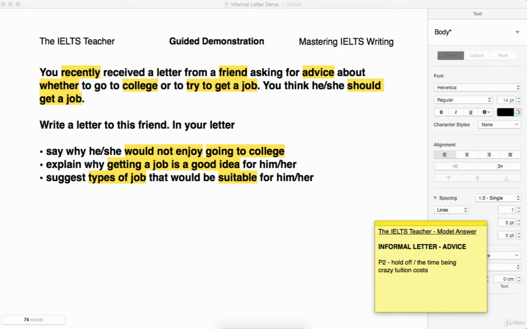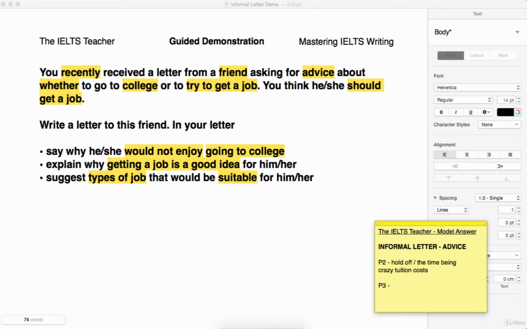Okay, so we've got those 2 points there. Obviously, we'll have to develop those ideas in a moment, but I have confidence that we can do that. We'll move on to the third paragraph, which is looking at the second bullet point. Explain why getting a job is a good idea for him or her. So I think returning to that theme from earlier, which also improves that coherence and cohesion, we can again talk about finance.